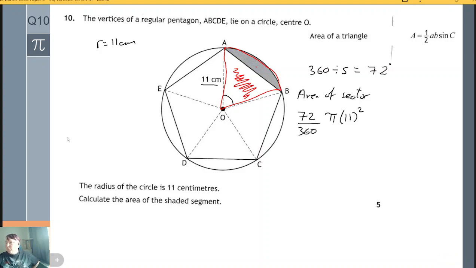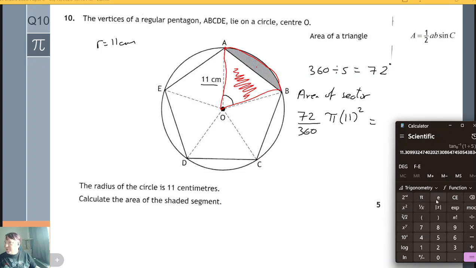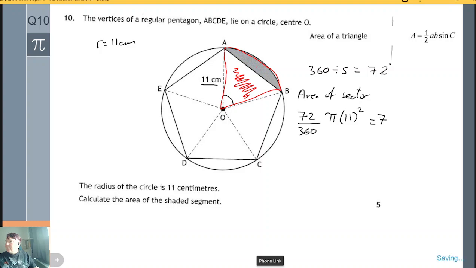Right. What does that give us? Okay, so we have 72 times pi times 11 squared, which is 121, and I need to divide that by 360, and I get 76 point, I'll just do 76. So that's the area of the full sector.